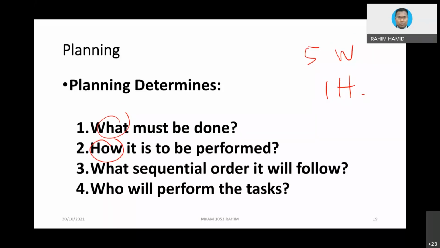The more you ask what, which, where, and so on, the more questions you will answer. So that is what planning is all about. And you must come up with how it is going to be conducted. In construction, for instance, how is normally related to construction method, how we are going to execute.